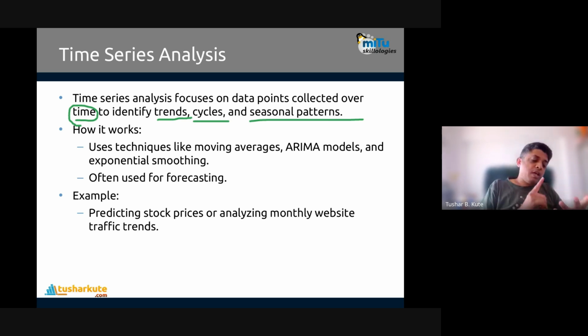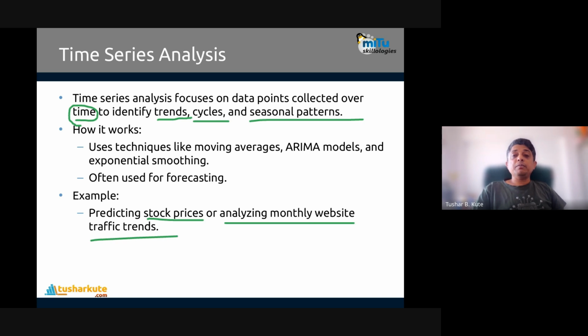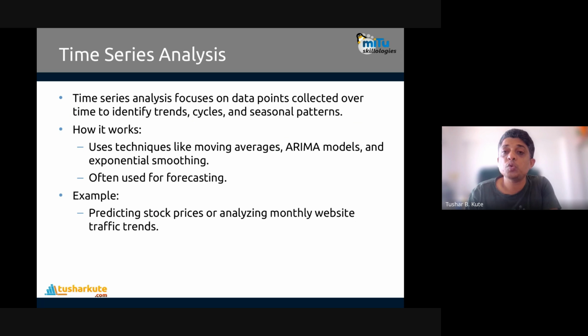For example, predicting stock prices, and analyzing monthly website traffic trends. These can be found with the help of time series analysis. Something which is changing according to time can be modeled by time series analysis. ARIMA was one of the oldest models, but today with the help of recurrent neural networks, it's possible to perform these operations so easily.